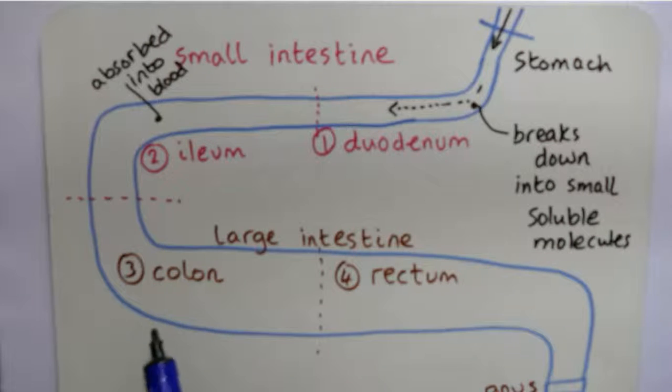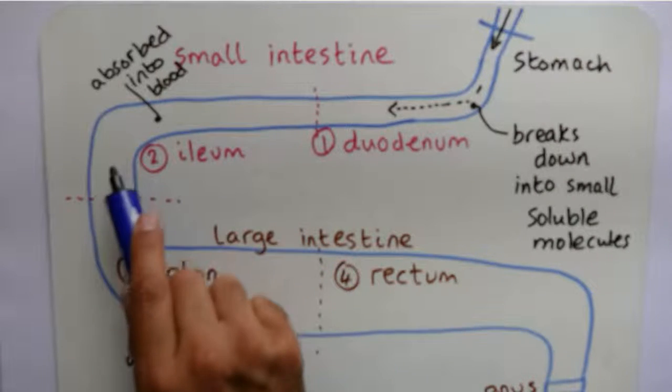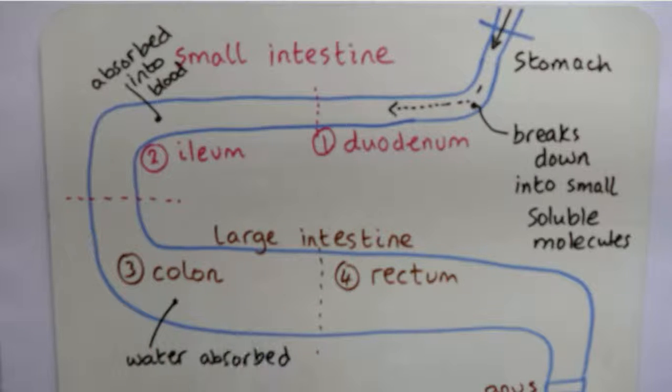In the colon, the last part of the water that needs to be absorbed is absorbed here. So water absorbed, although a lot of the water is still absorbed in the ileum. So you come to the colon, water is absorbed, and then the semi-solid waste here, what we call feces, is stored in the rectum, ready to be expelled through the anus.